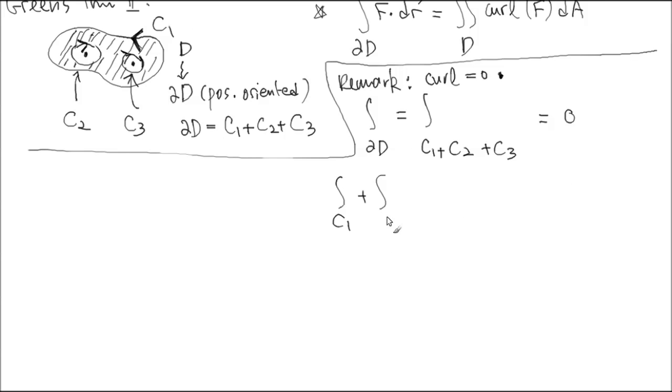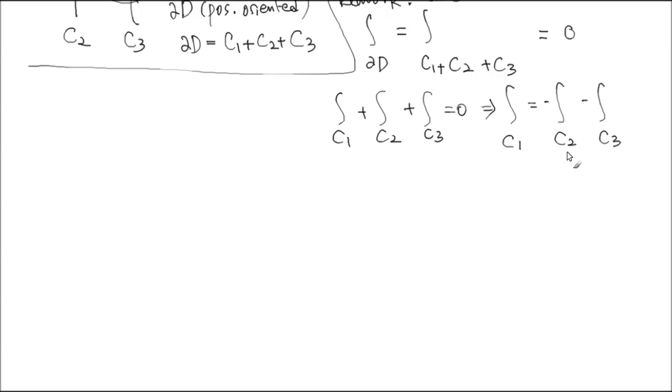C1 plus C2 plus C3. Does this notation make sense? Yeah. And then I'm going to isolate C1, and then C1 here is equal to negative C2, negative C3, and inside is all the same F dot dr. And I'm going to use this negative to reorient C2. So let me show you that.